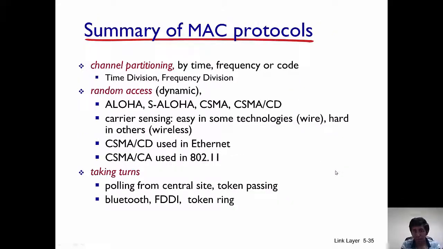So with that, we come to the end of the discussion of the different MAC protocols. Today we talked about channel partitioning protocols, that is TDMA, time division multiple access, and FDMA, frequency division multiple access. We also talked about random access protocols such as Aloha and slotted Aloha. Then we looked at CSMA, which is carrier sense multiple access, and CSMA/CD, which is carrier sense multiple access with collision detection. We'll not have time in this course, but there's another protocol called carrier sense multiple access with collision avoidance, that is CSMA/CA, which is used in wireless LAN.